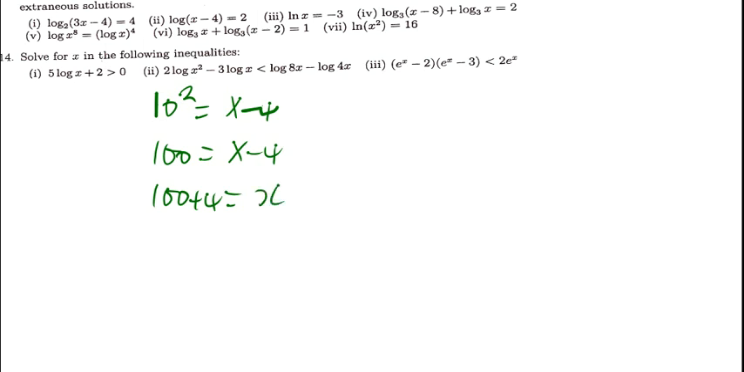Therefore x is equal to 104. If we put 104 there, minus 4 is going to be 100, which is correct. So the answer is 104.